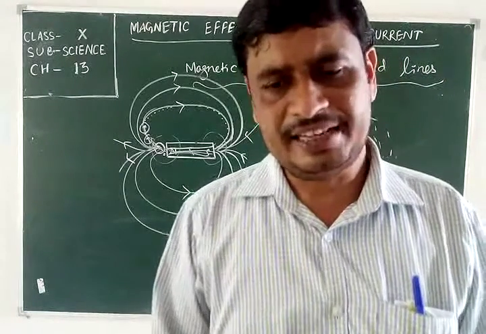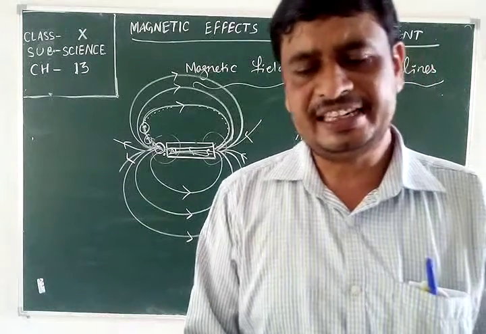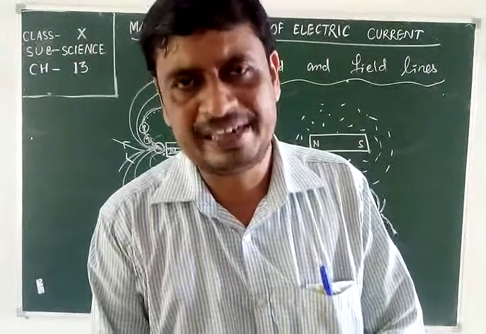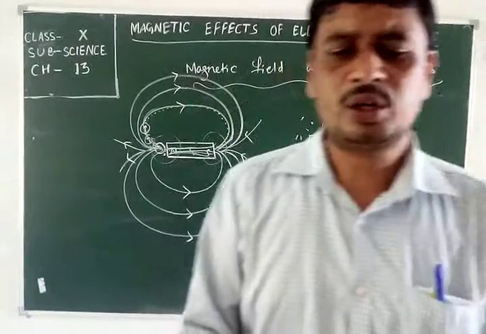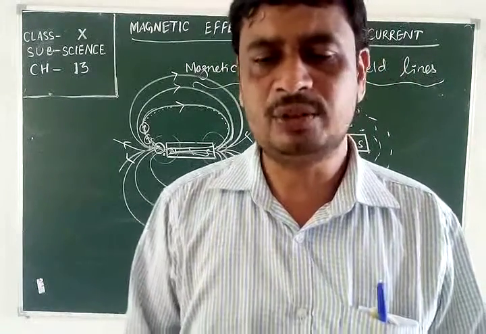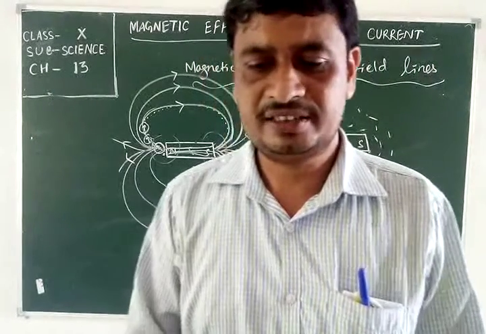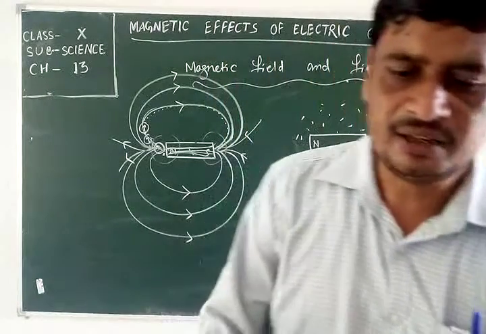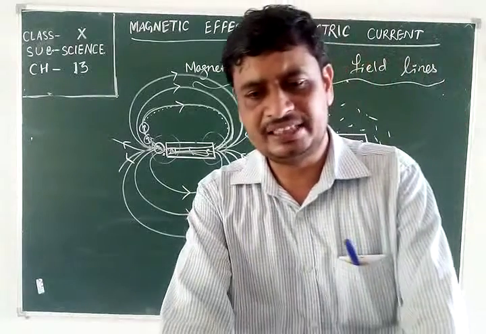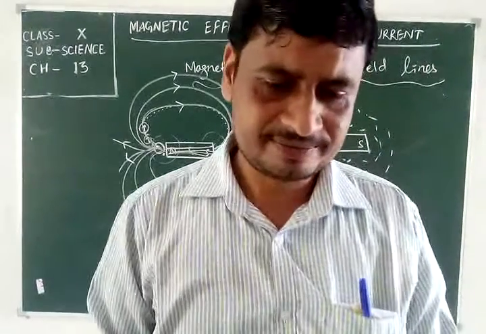The relative strength of the magnetic field is the degree of closeness of field lines. If the field lines are closer, the strength of the magnetic field will be more. The field will be stronger. That is, the force acting on the pole of another magnet placed there is greater where the field lines are crowded.